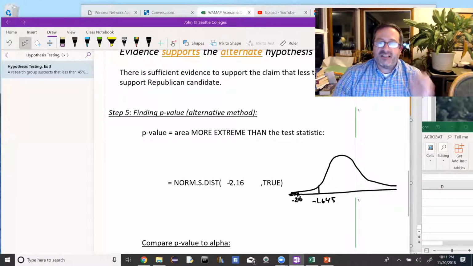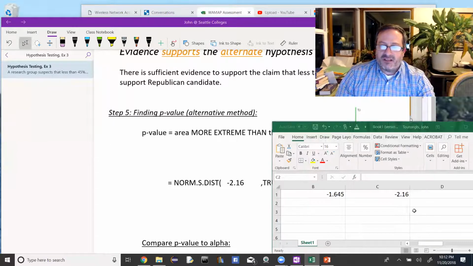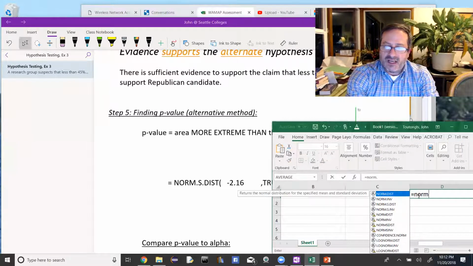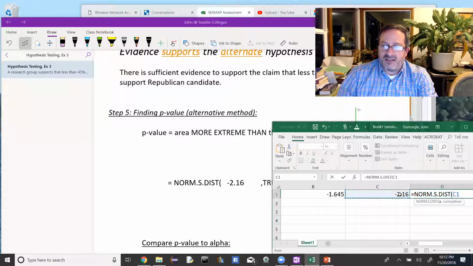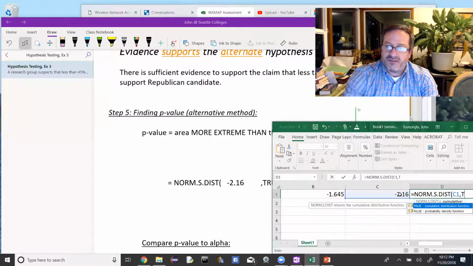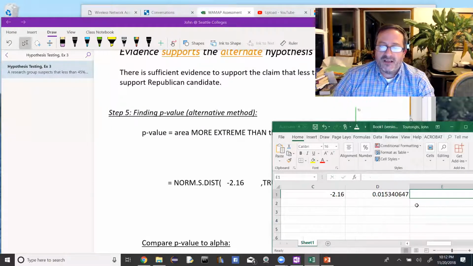So it's good to have an idea of what the answer will come out to be, meaning is it big or small, because sometimes we type stuff into Excel incorrectly, which you just saw. So I'm going to go here equals norm.s for standard normal distribution, dot distribution. And since I have this value of negative 2.16 right here, I'm just going to click on that so I don't use a rounded value. I use an exact value here. And then comma, the cumulative choice is true. Pretty much always for normal distributions for us. Okay, and we'll tab out of there.